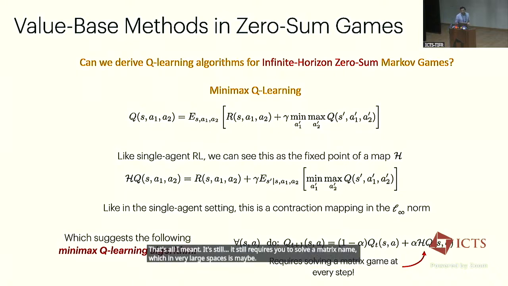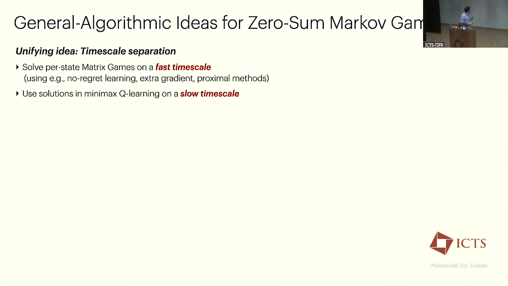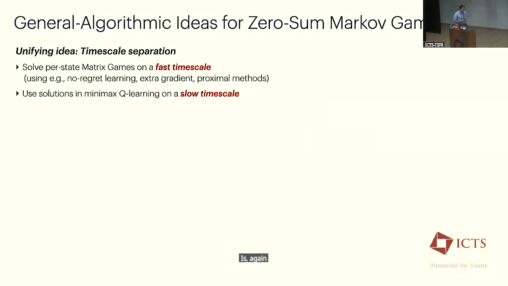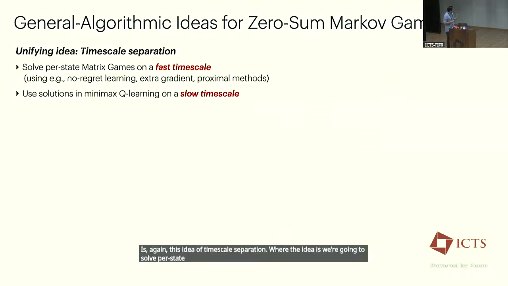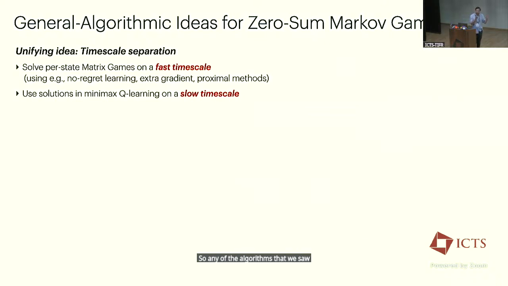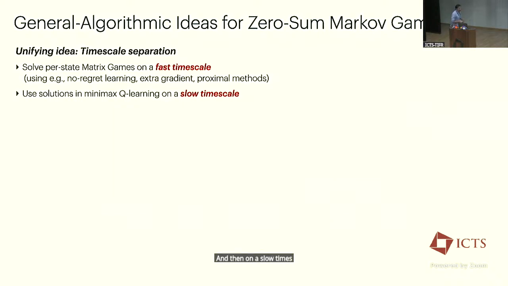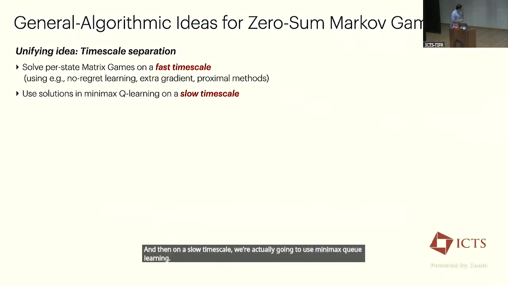Great. So the unifying idea to make this an implementable algorithm is again this idea of timescale separation, where we're going to solve per-state matrix games on a very fast timescale using something like no regret learning. So any of the algorithms that we saw worked for normal form games yesterday. And then on a slow timescale, we're going to use minimax Q learning. So let's look at how that works.